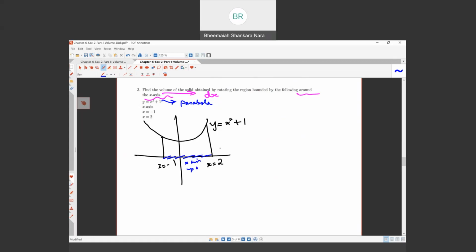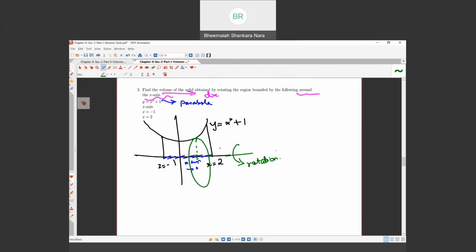Now you want to find the volume of the solid obtained by rotating the region bounded by the following around the x-axis. So if you try to draw a disk here, say this point here, this will be the direction of the rotation for the small disk what you consider.